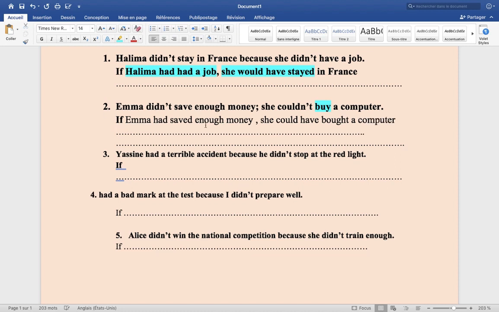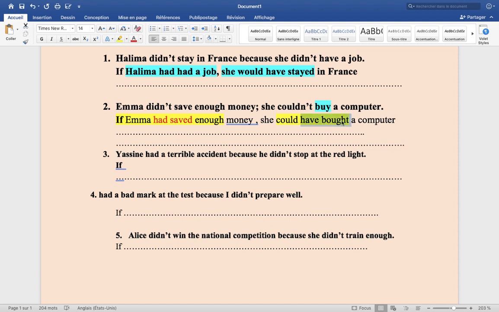So what do we have here? We have the if clause: if Emma had saved enough money. We have had plus the past participle. If Emma had saved enough money, she could have bought a computer. We have could plus have plus the past participle.